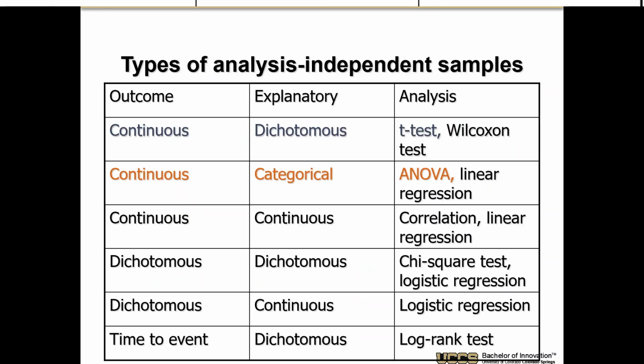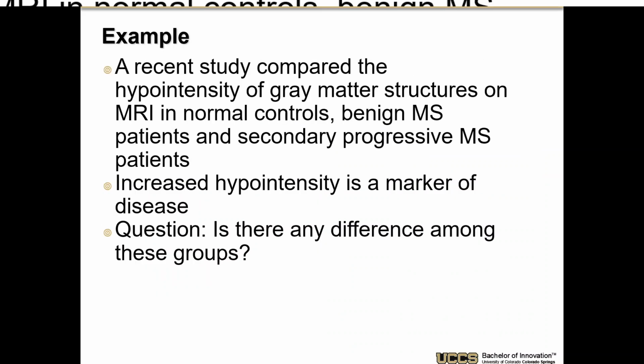So if I come back to the types of analysis and independent samples: if I have continuous variables and a dichotomous explanation, which is 2 choices, we do the Wilcoxon and t-test. If I have continuous data and categorical variables, I can do either ANOVA or linear regression, and we'll talk about linear regression, chi-squares, and stuff in a little bit. These are the ones that are more common for high dimensions. So let's just go through an example.